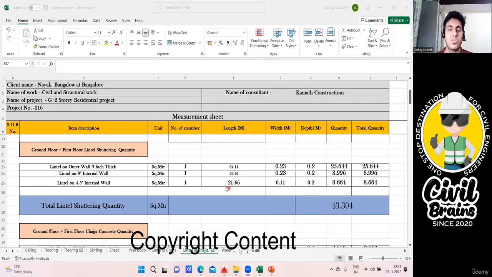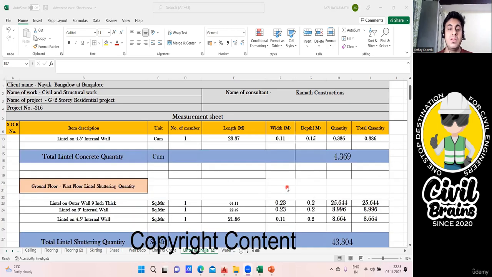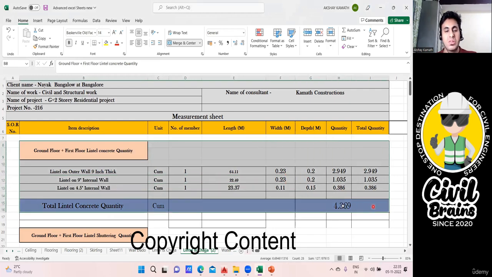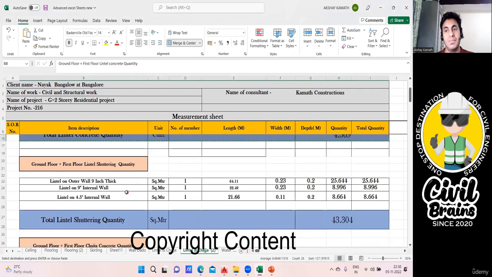Hello, civil engineers. Welcome back to the lecture. In this one, we'll try to prepare the shuttering quantity. For the shuttering quantity, whatever you have here, you just copy the same thing, Control C, and paste it in the Excel sheet below. The same thing will come.